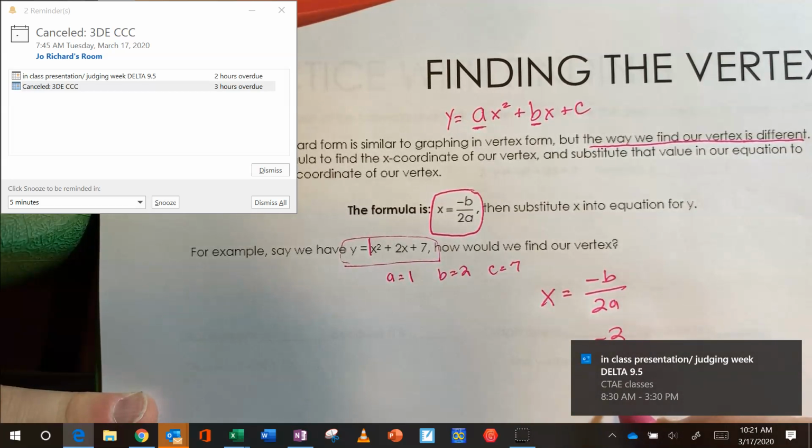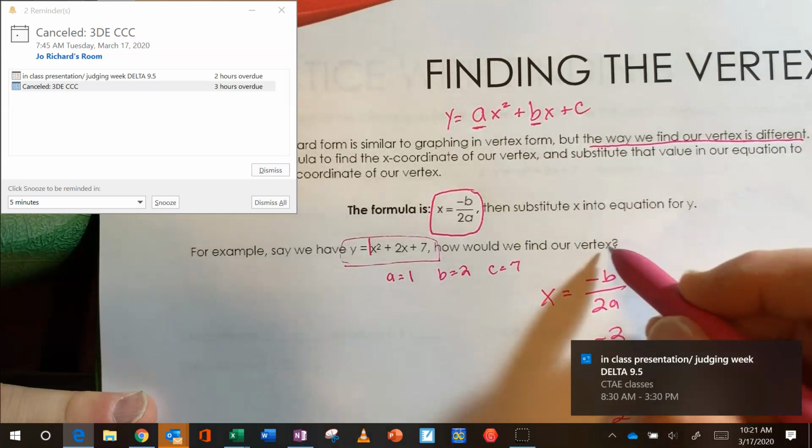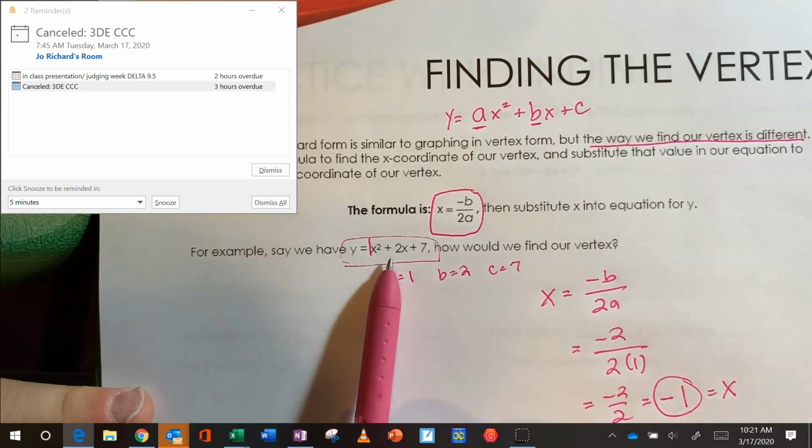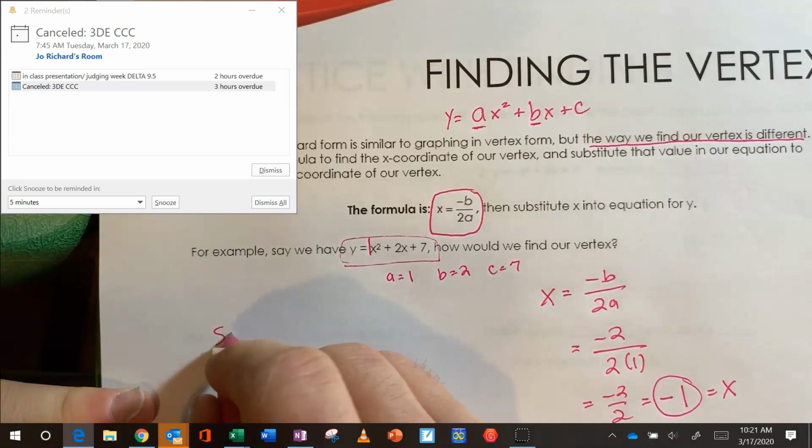Negative 2 over 2 equals negative 1. So our x value for our vertex equals negative 1. And we take that x value and simply plug it back into this equation to solve for y.